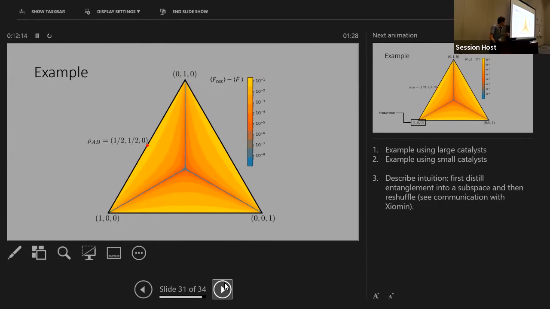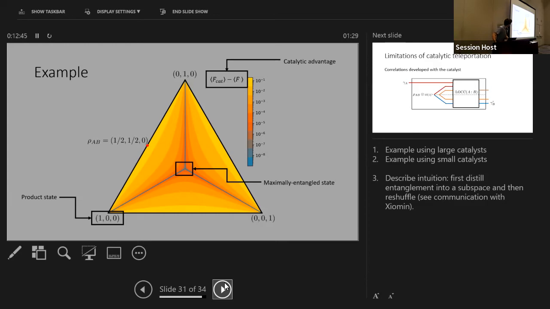Okay, so just to show you that this is really not some mathematical curiosity relevant only for the maximally entangled state, here I plotted the catalytic advantage. Each point in this triangle corresponds to some pure shared state between Alice and Bob. Here in the corners we have a product state, just one Schmidt coefficient. In the middle we have the maximally entangled state for dimension 3, and the color corresponds to the advantage over the best standard teleportation protocol.